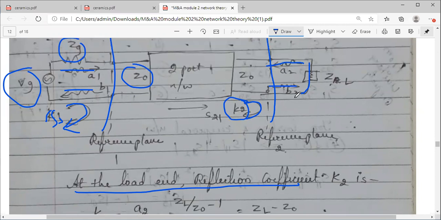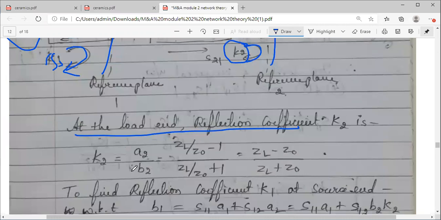Reflected wave by incident wave, right? So that is the ratio. If I take the second side, the port 2 side, it is A2 by B2, which is equal to, this we have already derived. Try to remember, ZL minus Z0 by ZL plus Z0. This is tau. You can take tau 2.